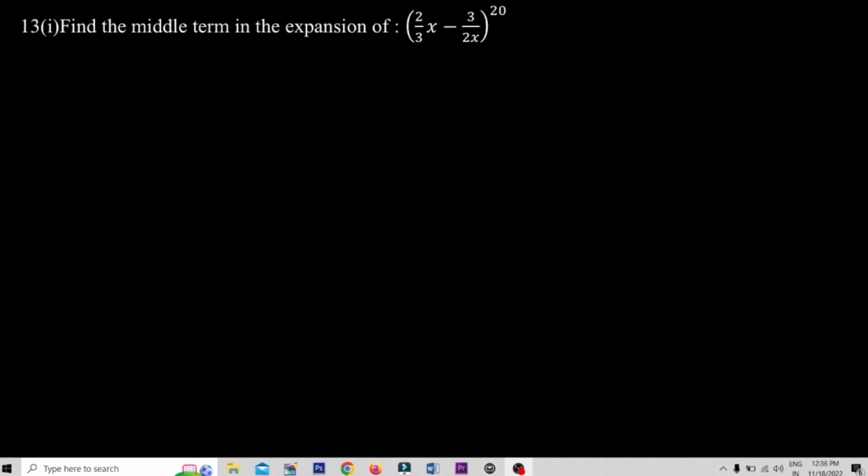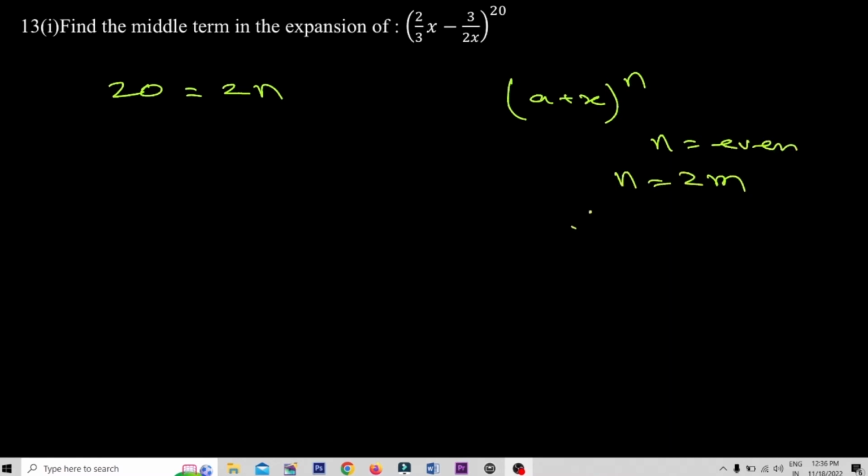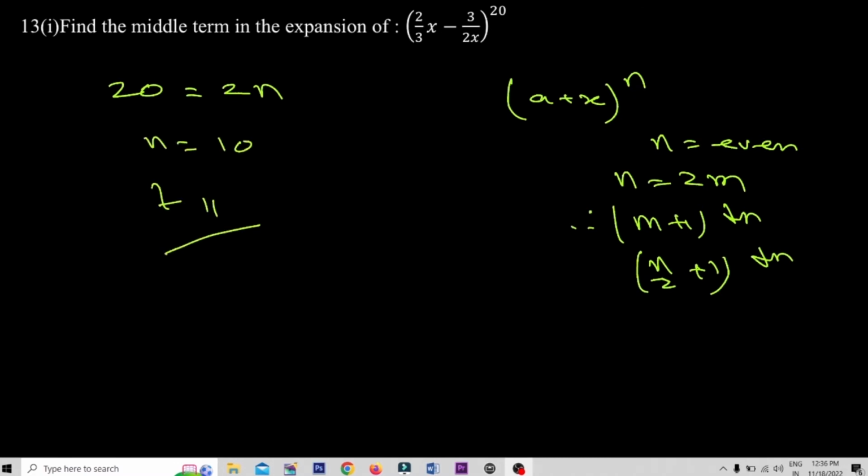Next term, find the middle term in the expansion. So in this case, since 20 is an even number, say 20 equal to 2n. As we know, (a plus x) to the power n, where n is an even number, has the (n/2 plus 1)th term as the middle term. So in this case, n equal to 10. So T11 is the middle term, and then find the coefficient of T11.